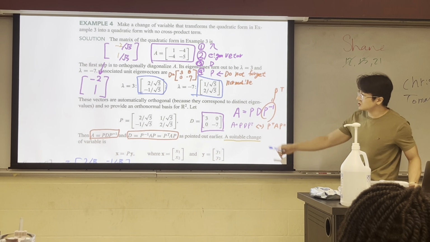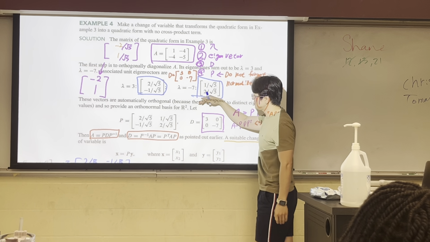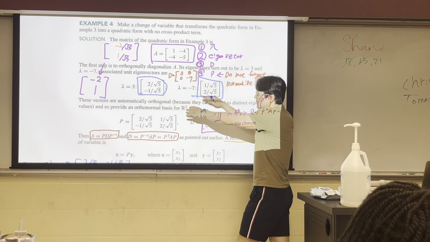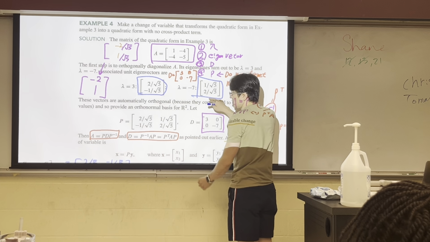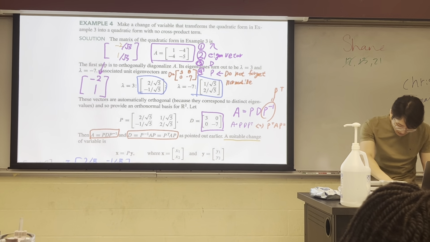Okay, so anyway, you repeat this process, you find another eigenvalue's eigenvector and normalize it, and this too. And based on this, you can find P and D, right?